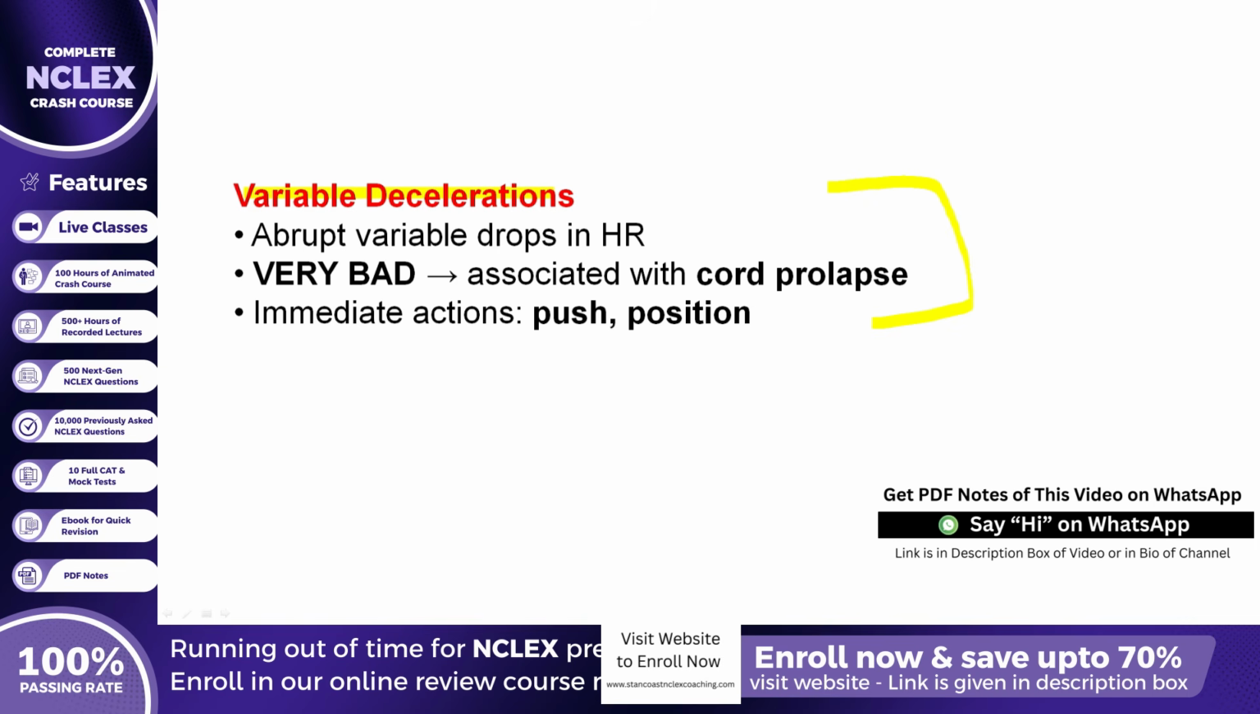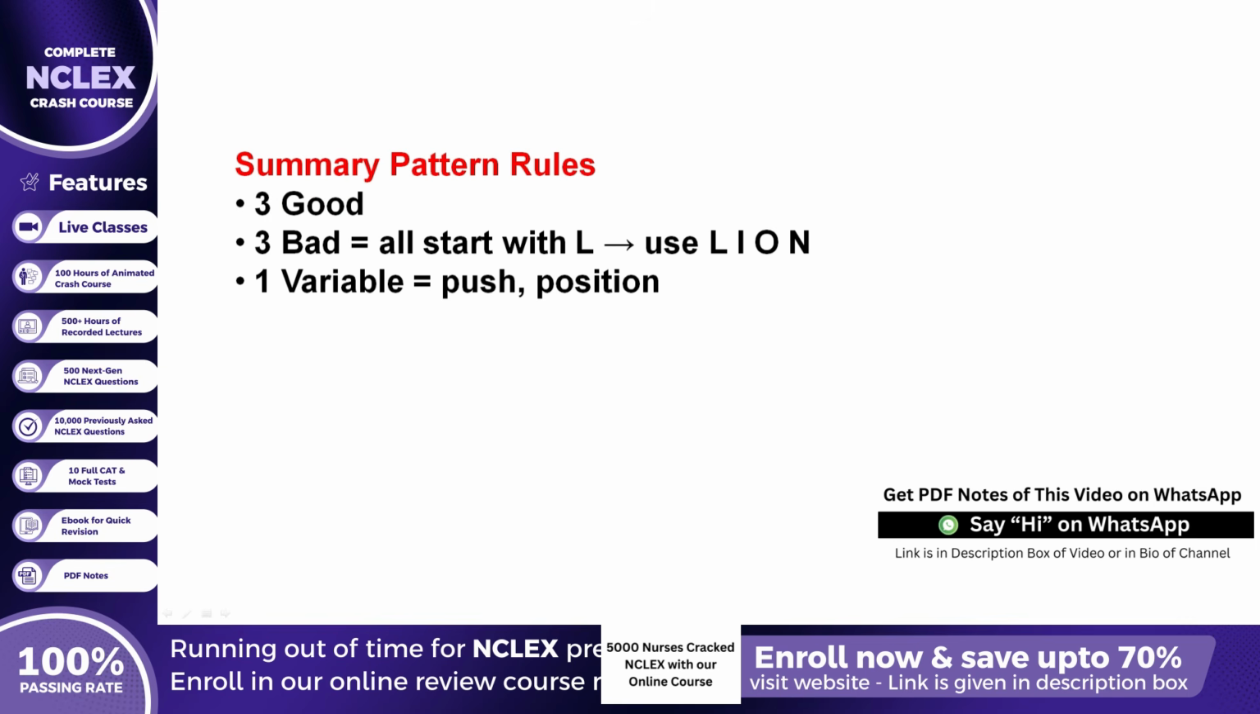So let us begin with the summary pattern rules, where we remember that there are 3 good and 3 bad. And all of these start with the letter L, which is why we use the word LION. Then we have 1 variable, which reminds us to think about push and position.